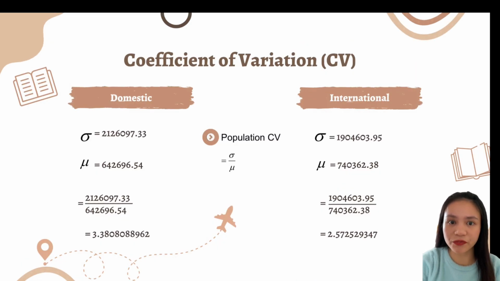Next, coefficient of variation. It is ratio of standard deviation of population with average value for domestic airline 3.3808 and for international 2.5725, which domestic has higher coefficient of variation with more relative dispersion.